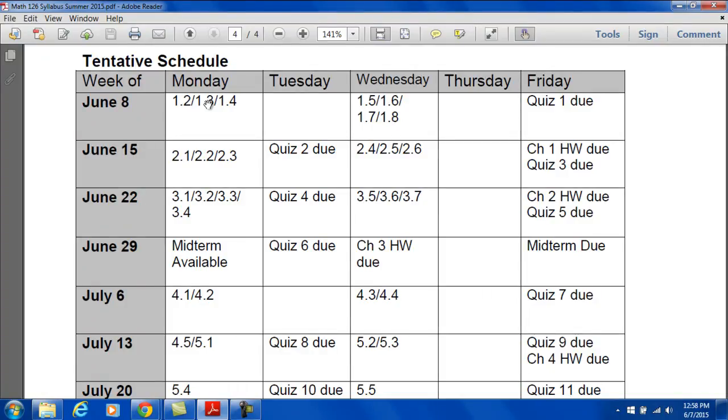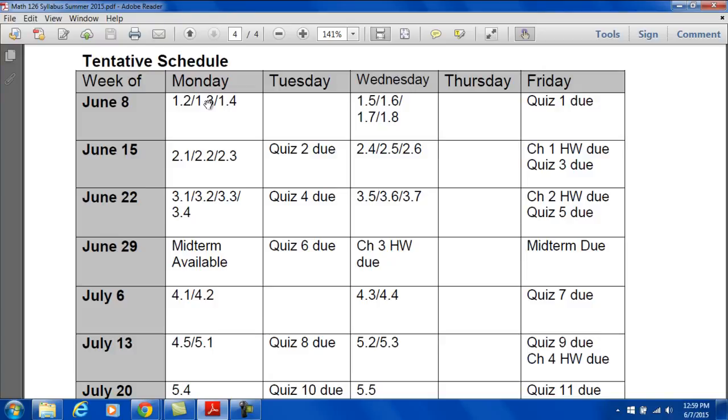Sections 1.2, 1.3, 1.4 are not simple stuff. It is work. 1.5, 1.6, 1.7, 1.8, that's a lot. So for that quiz, you're going to be working all weekend if you're not familiar with this material. Chapter 2, we're going to get into some graphing, so it's not going to be as intense there, and we get to do circles. But look at that: within the first 2 weeks, we're done with 2 chapters.